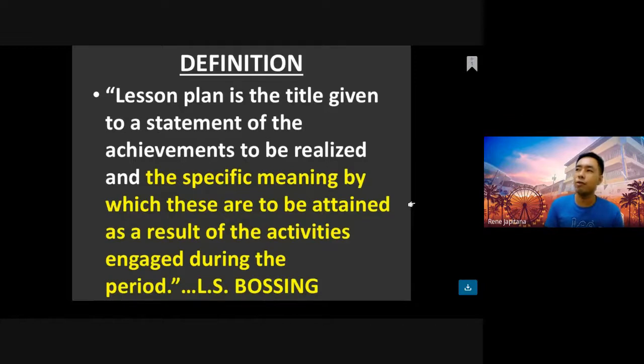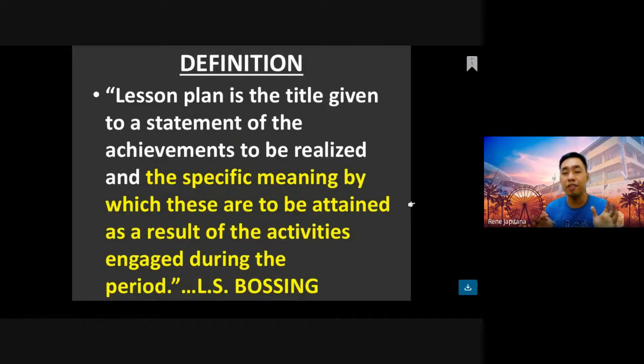What are the objectives of your lessons? What do you want our learners to learn? How are you going to teach? So we will always go back to those four questions that we had in the first part. So the lesson plan will answer those questions.